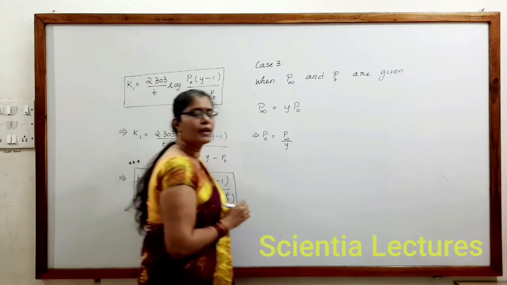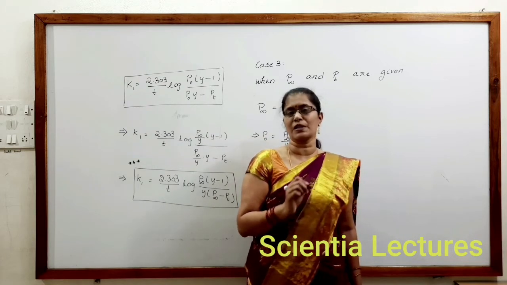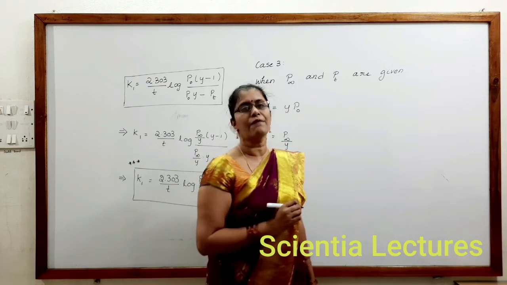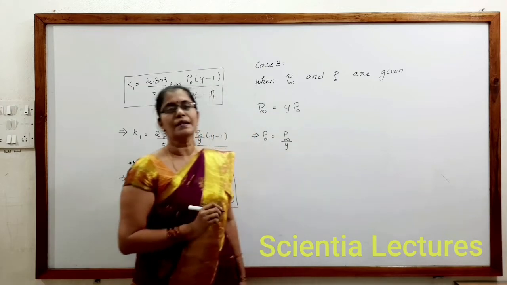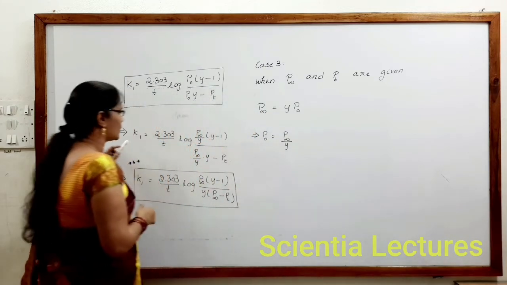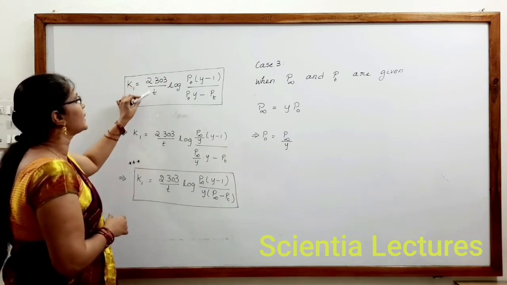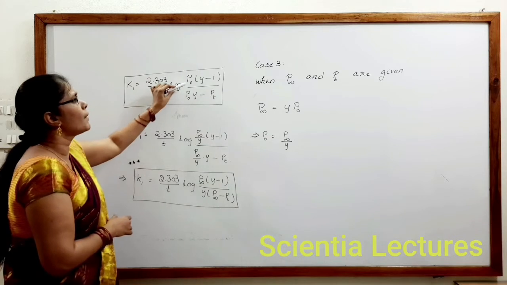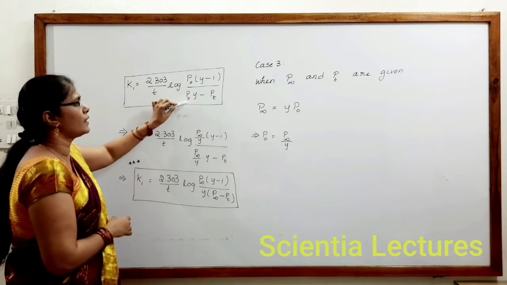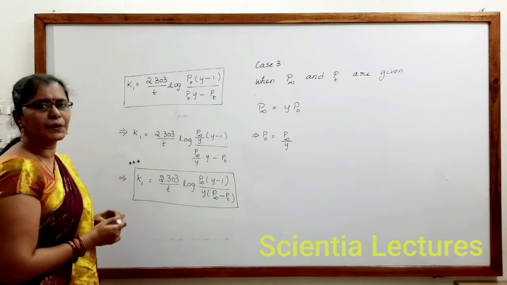Now listen carefully. In case 2 of module 4, the pressure change method, we discussed that when Pt and P naught are given, we derived this equation. You should remember that K1 equal to 2.303 by T log of P naught into Y minus 1 by P naught Y minus Pt. We have derived this equation.